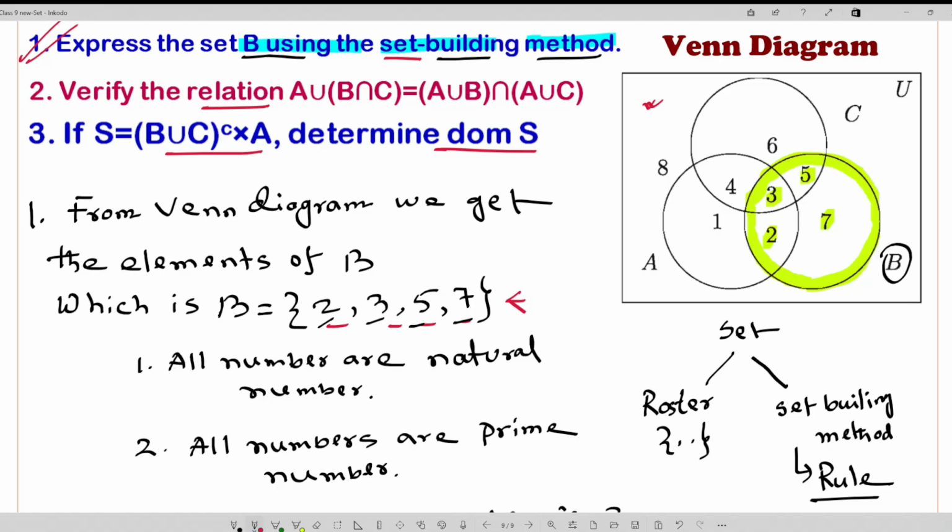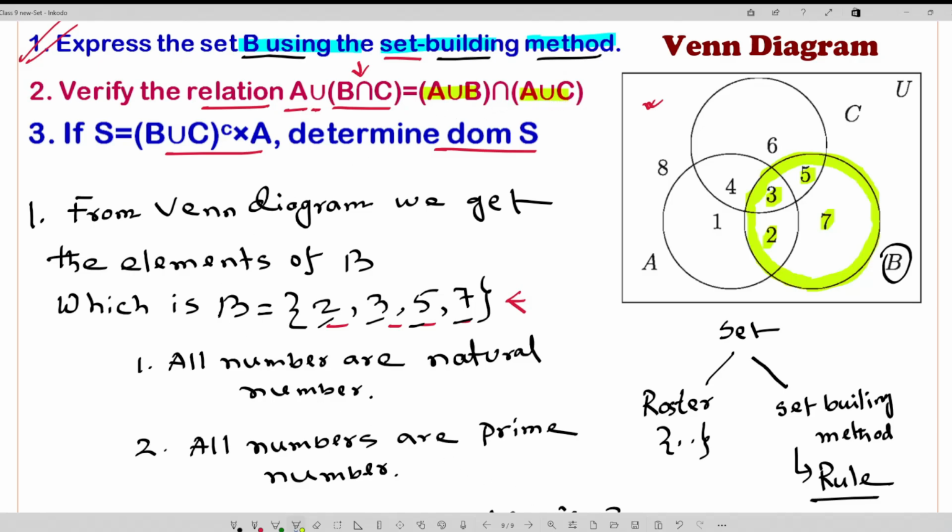Now second one, verify the relation: A union (B intersection C). It means first we have to find out the result of B intersection C and we'll make union with A. And right side we'll make intersection of two sets. First set is A union B, second set is A union C.